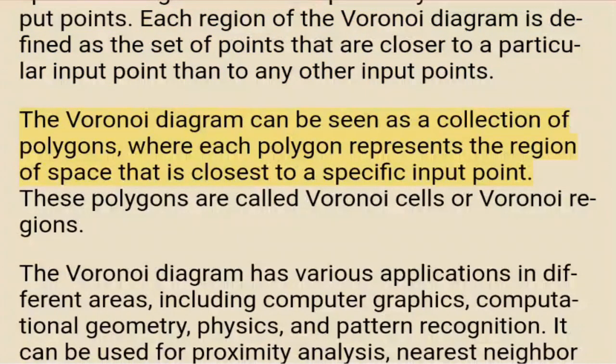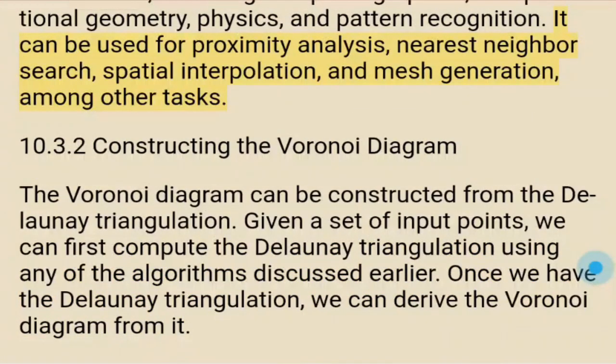The Voronoi diagram can be seen as a collection of polygons, where each polygon represents the region of space that is closest to a specific input point. These polygons are called Voronoi cells or Voronoi regions. The Voronoi diagram has various applications in different areas, including computer graphics, computational geometry, physics, and pattern recognition. It can be used for proximity analysis, nearest neighbor search, spatial interpolation, and mesh generation, among other tasks.